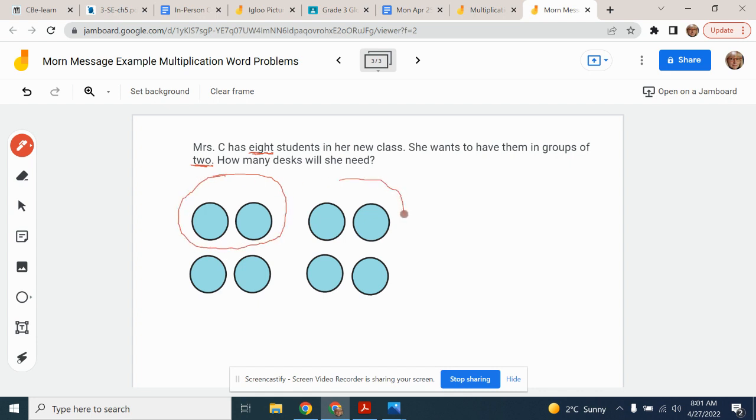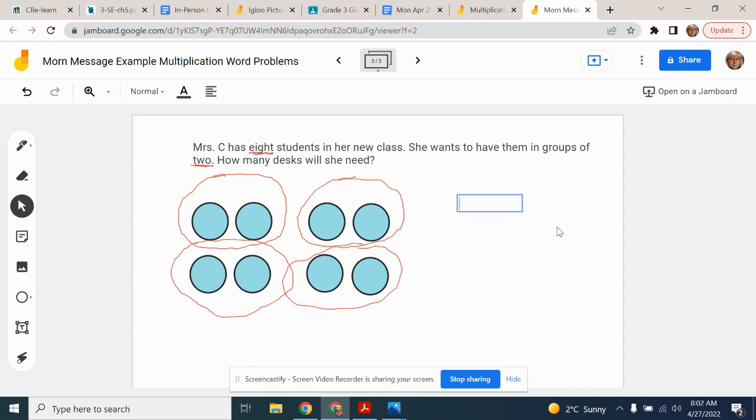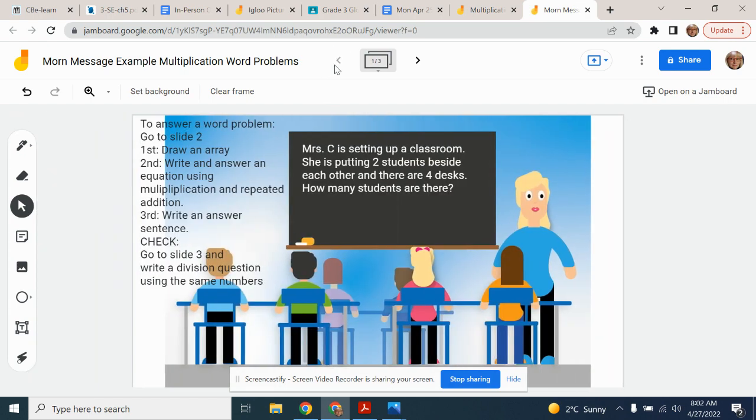And I would like to see you do this in class. Groups of 2. How many groups of 2 do you have? How many desks will she need? Mrs. C will need 4 desks. Okay. Whoops. Let's put a capital on that. So I'm just going to go back here and change this.